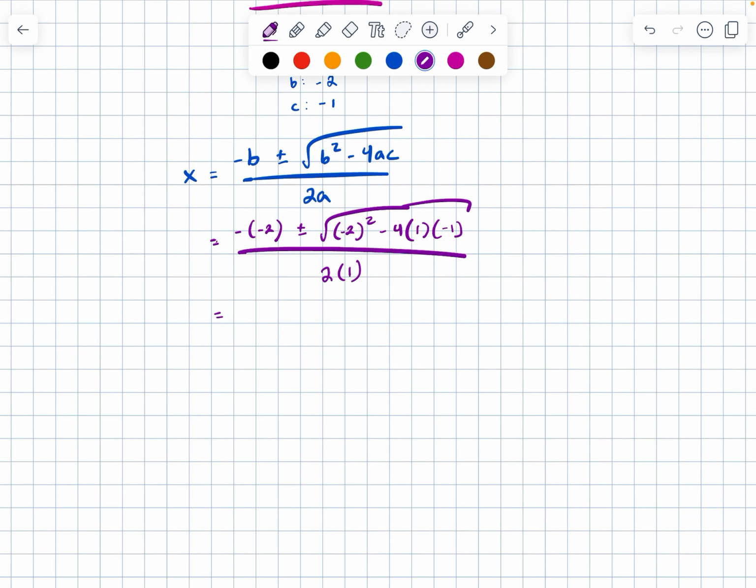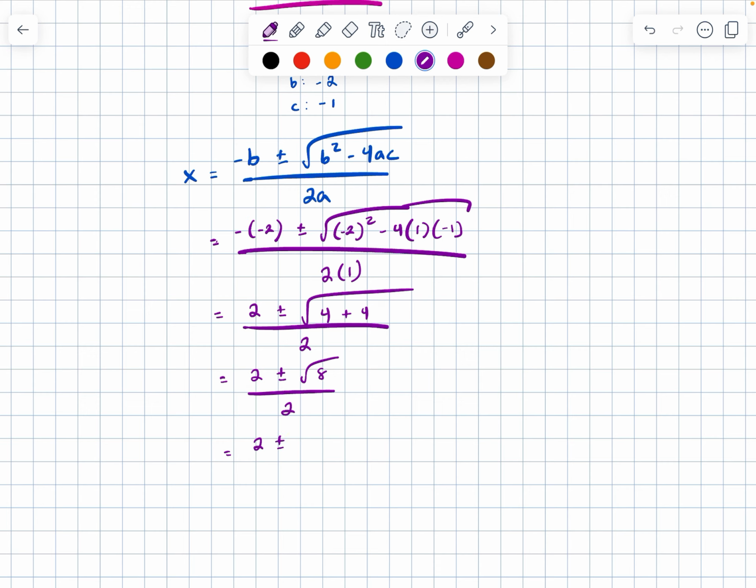Let's simplify. From here, negative negative 2 we've established is positive 2, plus or minus the square root of negative 2 squared. Negative 2 times negative 2 is 4. And then I've got negative 4 times 1 times negative 1. That should get me positive 4. And all of this is over 2 times 1, which is 2. So I've got 2 plus or minus the square root of 4 plus 4, which is 8, all over 2. Well, look at that square root of 8.